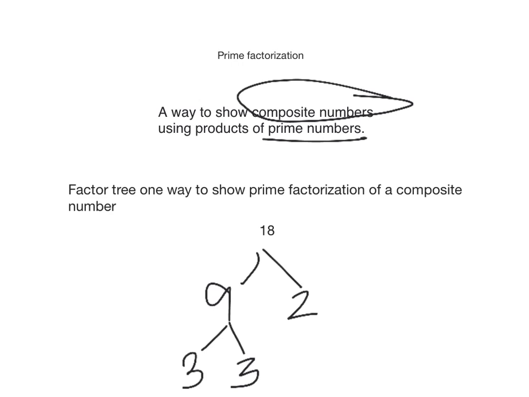Okay. Now I'm to the point that I can't divide 2 by any other number besides 1 in itself, and I can't divide 3 by any other number besides 1 in itself. Okay, so my options are 3, 3, and 2.